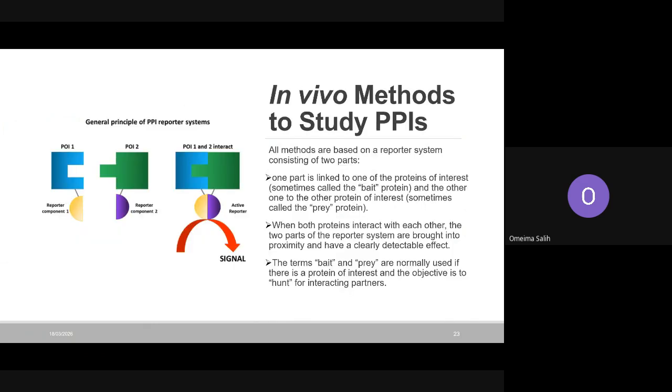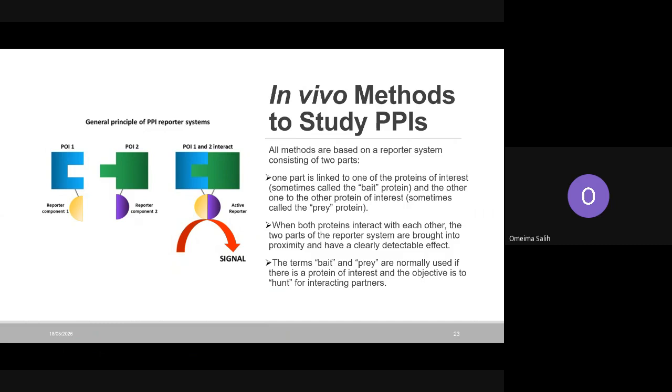So one of the in vivo methods we are going to talk more about. We are going to select 2 in vivo methods and 2 in vitro, and give more insight on the computational methods. But before we go into the in vivo methods, there is a principle for these in vivo methods. All methods are based on a reporter system.